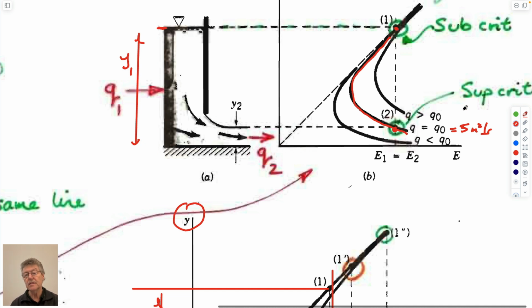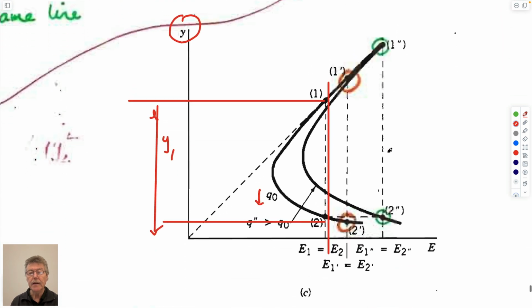And so you could imagine playing around with some things. If you plot, say, for 7.5 meters squared a second, and you go through this same calibration for energy is equal to Y plus Q squared over 2g Y squared, you can cycle through some different values of Y for a different value of Q, and you'd come up with a new curve. If the flow was larger, it would be on this inner curve. And if the flow rate was smaller, you'd be on this smaller curve.